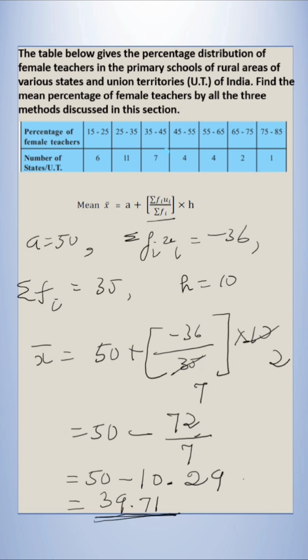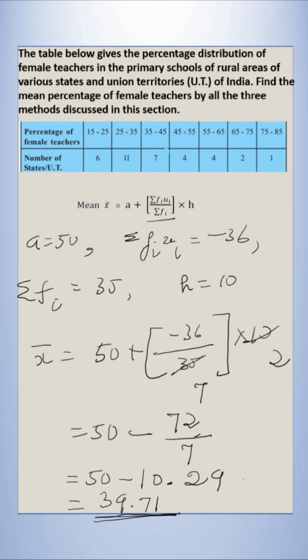So mean is 39.71 in each case. Here they have asked us to find the mean by all the three methods. So we have found it out. In an exam, they may mention the specific method you should use. You have to do it in that method only. So please remember all the three formulae.